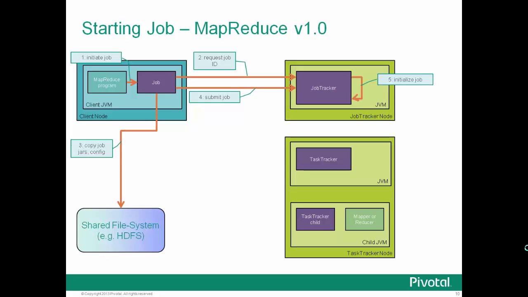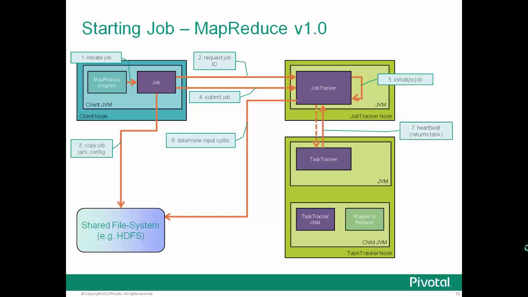The job tracker then initializes the job and determines how many blocks need to be read from HDFS and how many tasks need to be created to read those blocks. The job tracker will tell the task tracker on a particular data node that it needs to create an instance of a map task or a reduce task.